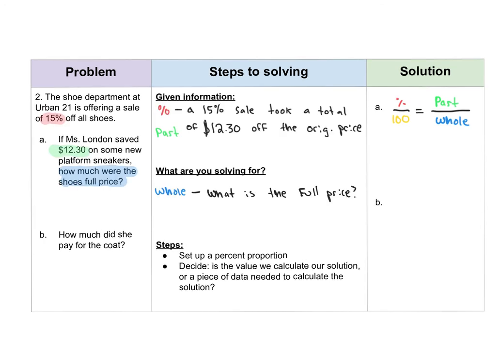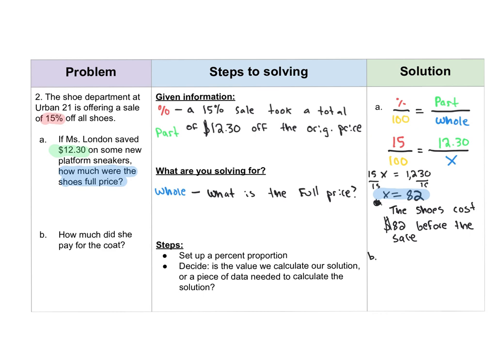Here's your given information and what we are being asked to solve for. There's your proportion. And your answer to part A is that the shoes cost $82 before the sale. And then for part B, since we know the discount was $12.30, and now we know what the total cost of the shoe was, $82, we can say that 82 minus $12.30 is 69.70, which means that Miss London spent $69.70 on the shoes.